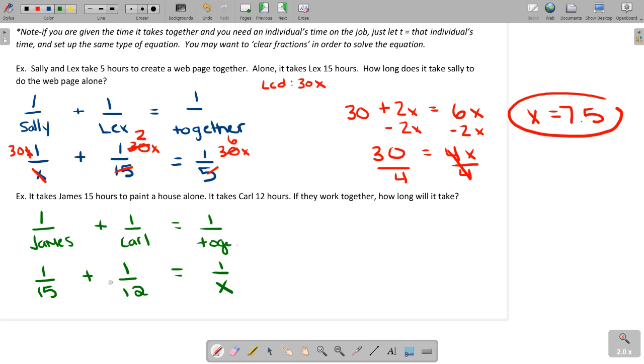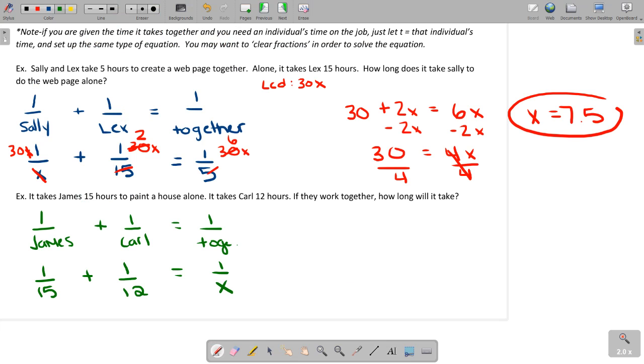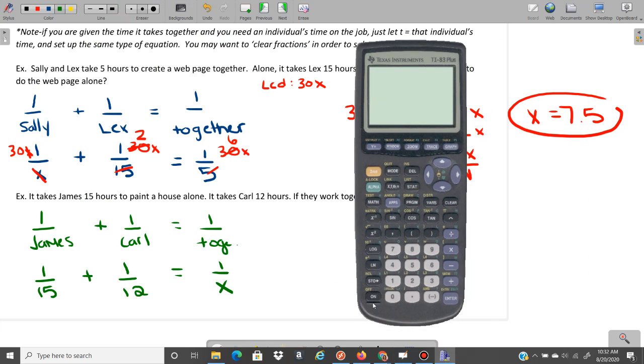So we're going to add these together and then cross multiply. If we want to add these two fractions together, you could also clear the denominators if you want, but I'm just going with different methods. Actually, let me show you how to do this in your calculator. Let me pull over the calculator again. So if you just add 1/15 plus 1/12, use parentheses: 1 divided by 15, close the parentheses, plus open parentheses, 1 over 12, close parentheses.